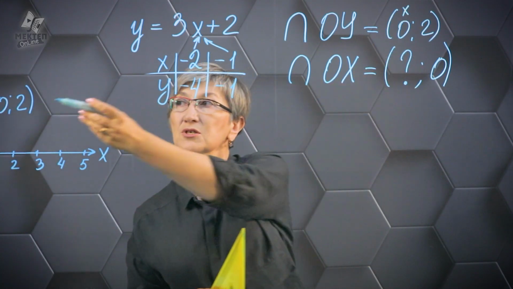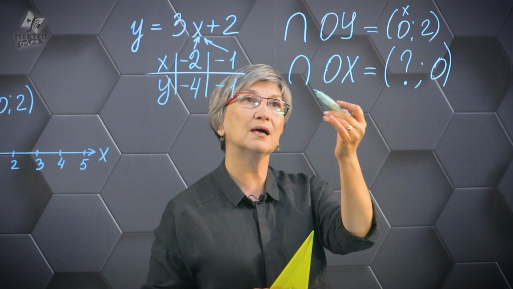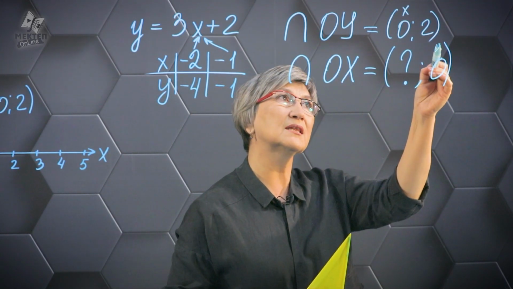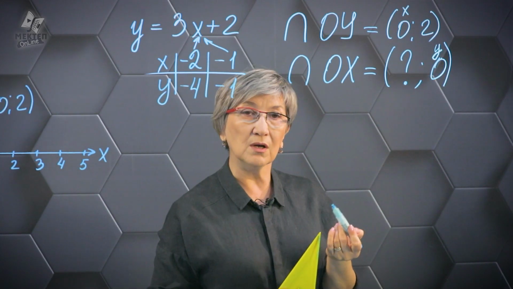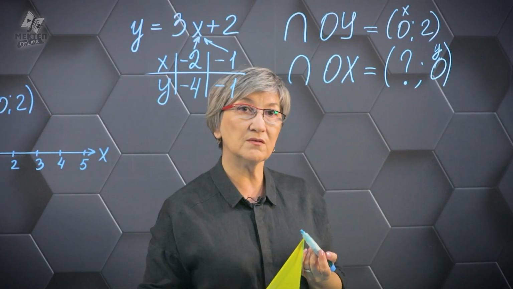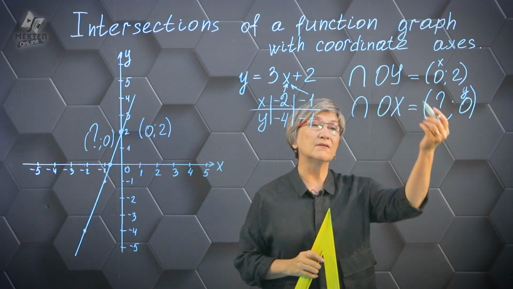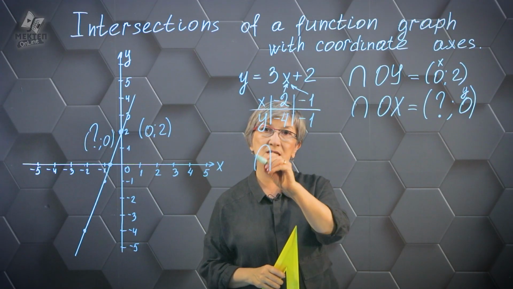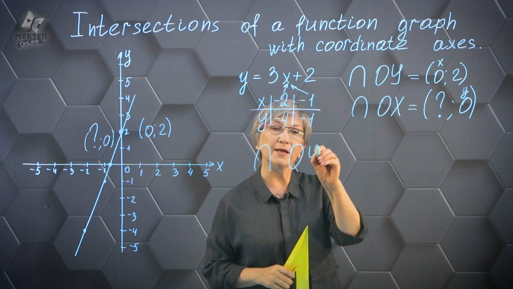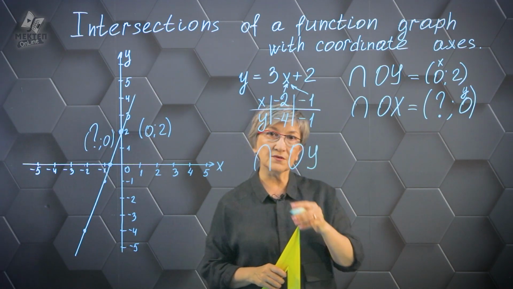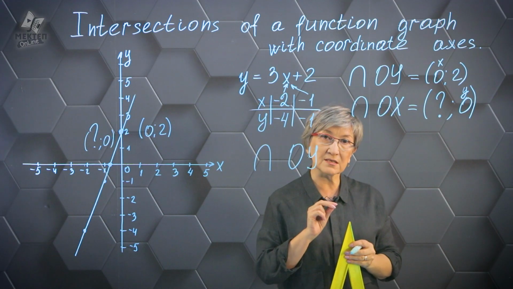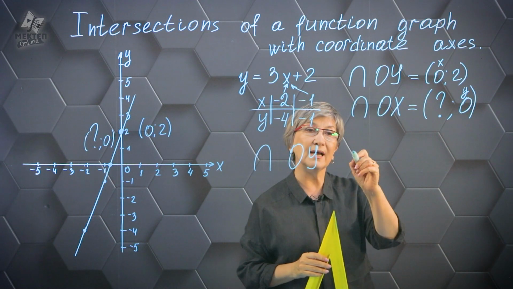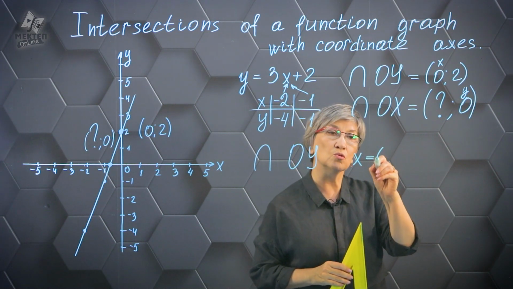We determined this by graphing the function. When our function's graph crosses the x-axis, y equals 0. We will use this for the algebraic method. Let's write it. When our function graph intersects the y-axis, remember, we have 2 axes, x and y. When it crosses the y-axis, then x will equal 0.